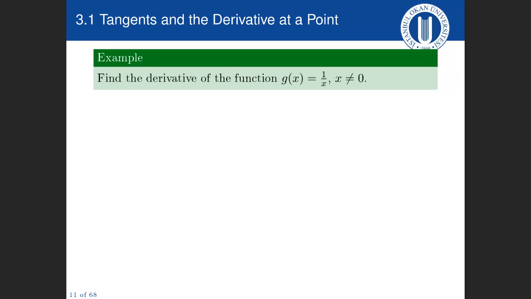So for example, find the derivative of the function g of x is equal to 1 over x, for x not equal to 0. In other words, find the slope of the graph of this function as long as x is not equal to 0.